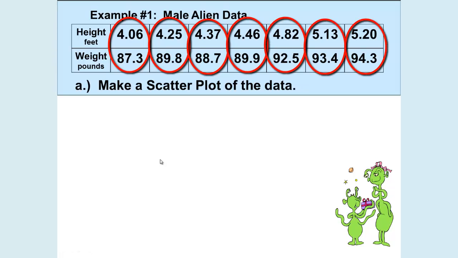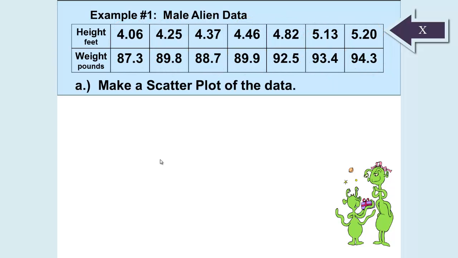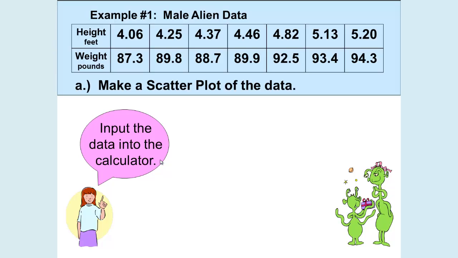This gives us X and Y data. In general, the X data is given either first on the top or to the left, and the Y data is given on the bottom or to the right. But it is always what we consider the input used to predict the output, or the Y data. So in this case, we're using the height to predict the weight, in our particular case, of our little aliens. So we're going to input the data into our calculator as our first step.